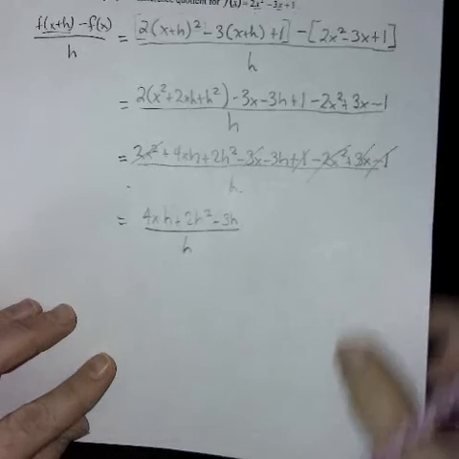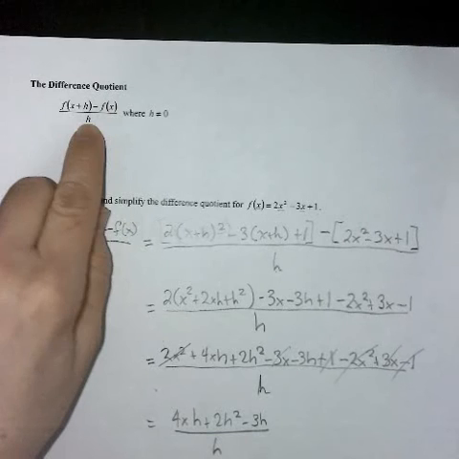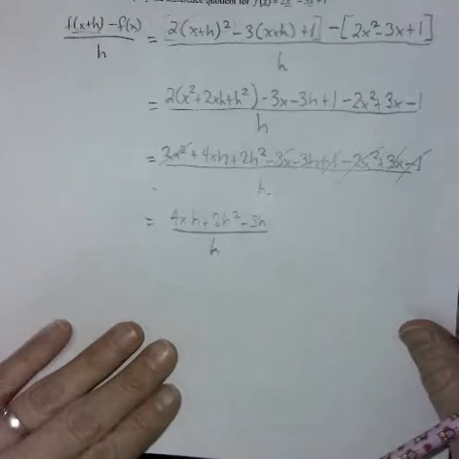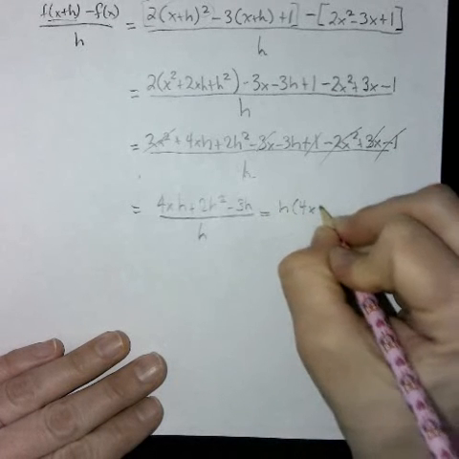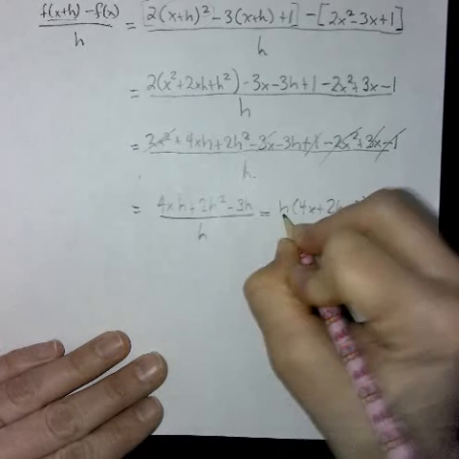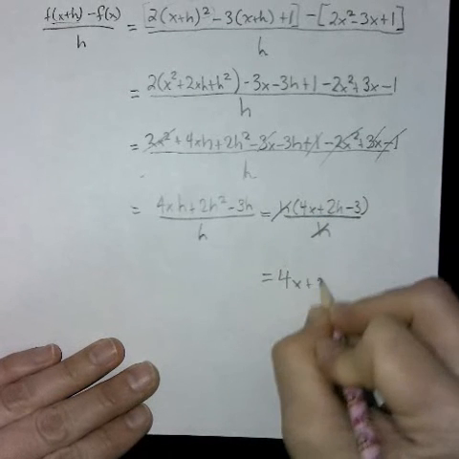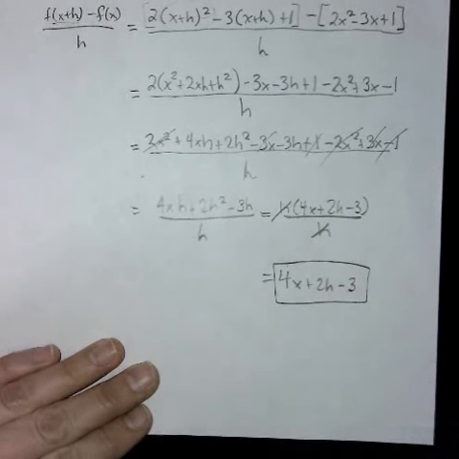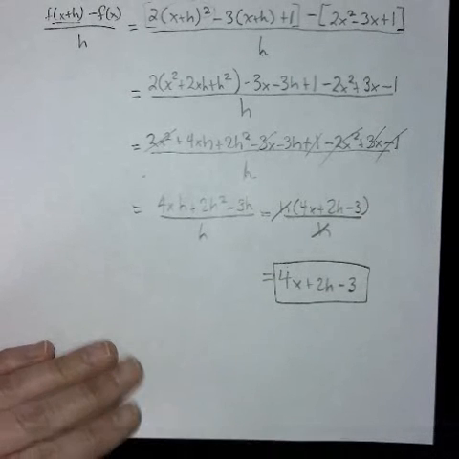In the difference quotient, notice that this says where h is not 0. That's because we can't divide by 0. And if h isn't 0, then we can cancel it out. So if we factor h out of the top, cancel it out, our final answer is 4x plus 2h minus 3. And we're done.